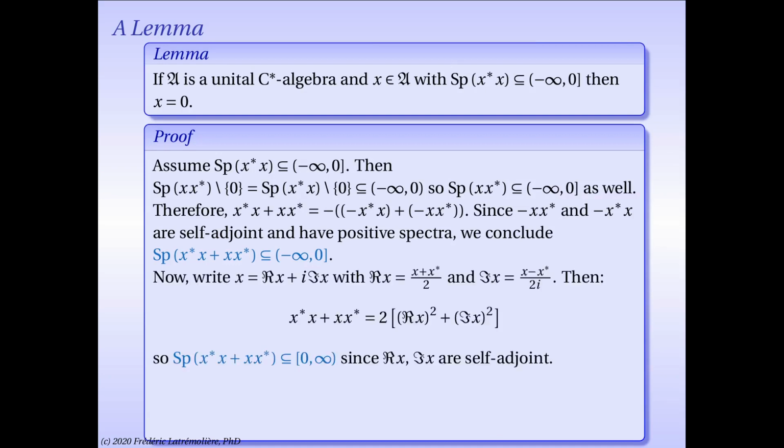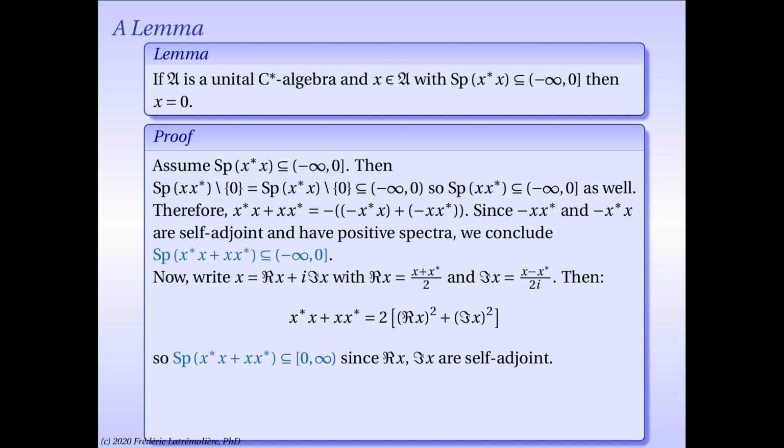Now I'll make another observation. I'm going to write x as its real part plus i times its imaginary part, where the real part of x is x plus x star over 2, and the imaginary part of x is x minus x star over 2i. Then if I compute x star x plus x star, I get twice the sum of the square of the real part of x and the square of the imaginary part of x.